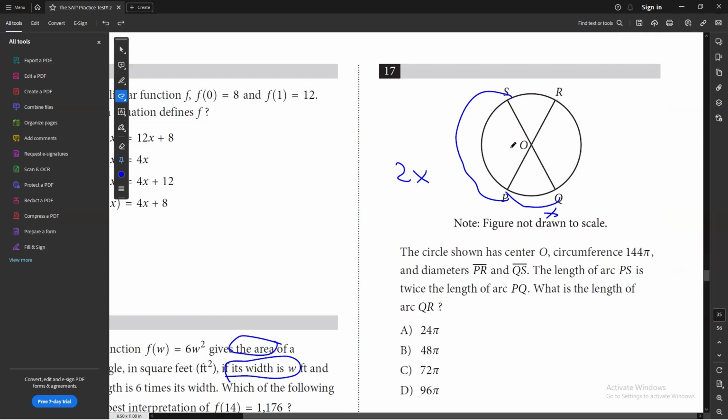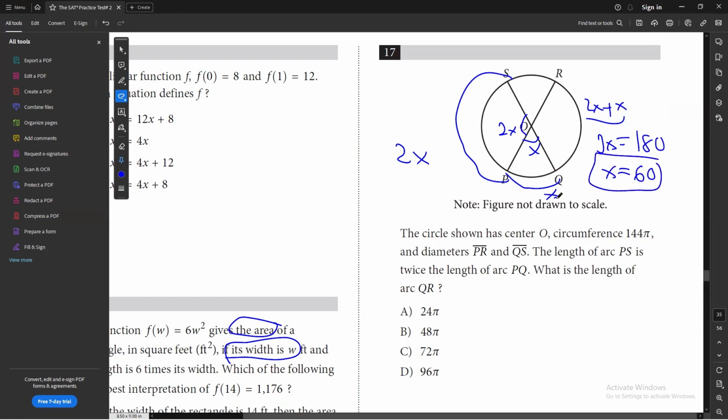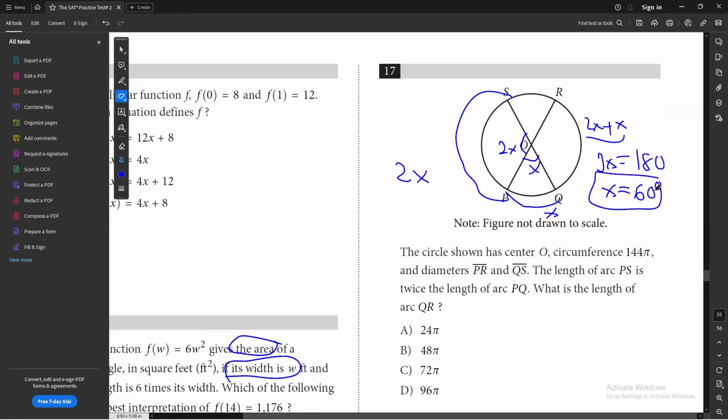So here is important information about circles. If I have an arc PS, which equals 2x, I will have a degree of 2x. Also, if this is equal to x, I will have a degree of x. And notice that there is a straight line. So 2x plus x, which is 3x, is equal to 180. Therefore, x should be 60. So we basically know that our x is 60 degrees.